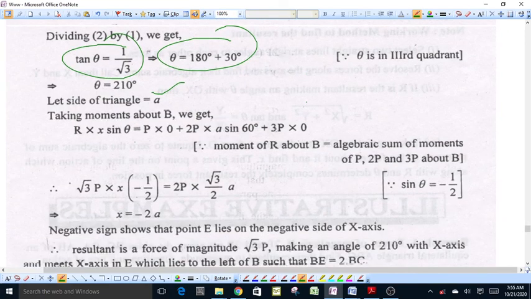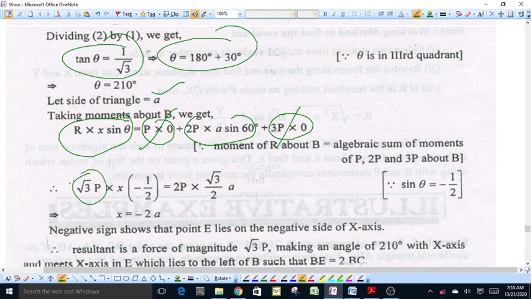By using the theorem on moments, the moment of the resultant about point B will be equal to the moment of force P about B plus the moment of force 2P about B plus the moment of force 3P about B. These two forces P and 3P pass through the point B, therefore their moments are equal to 0 about B, and the moment of the resultant is R x sin theta. R is equal to 3P x sin theta.